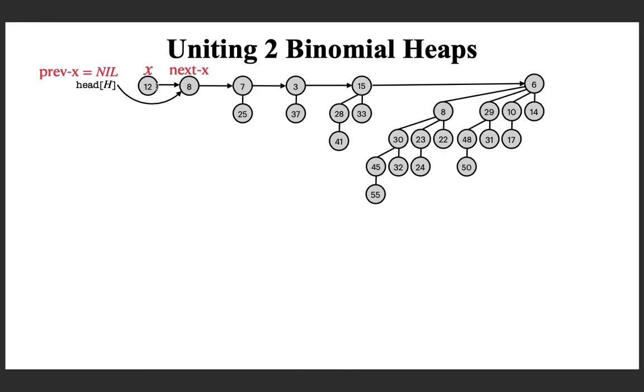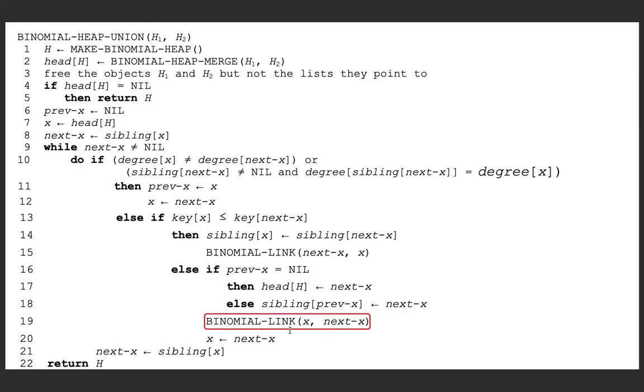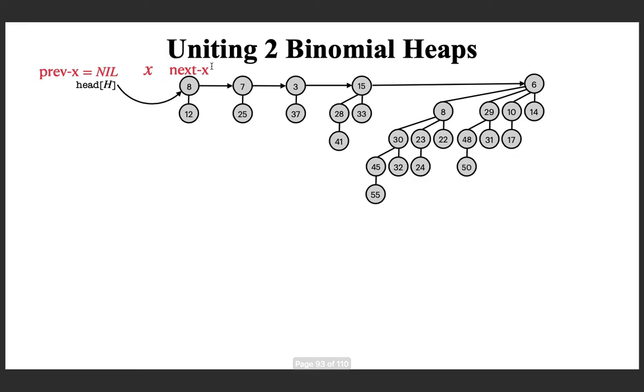Just remove x and set it as the left child of 8. So you call binomial link, where you want to set x as the leftmost child of next x. Just call it, so this work is done. Now after you do this statement, you have this kind of instance where you just removed x and set it as the left child of 8. Now you have to make x come to 8. How will you do that?